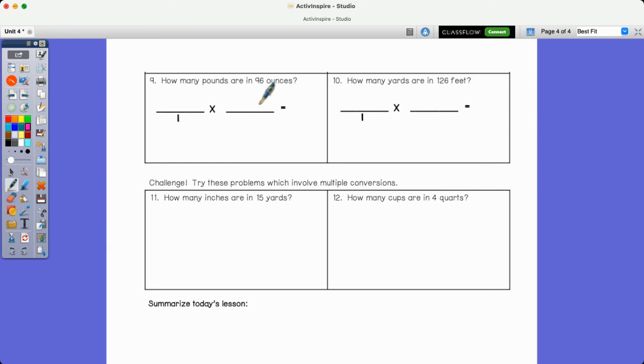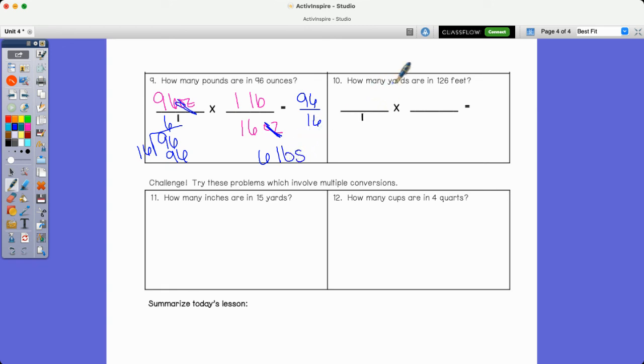How many pounds are in 96 ounces? I have 96 ounces per 1. I don't know yet. I look it up in my chart. I have 1 pound is 16 ounces. This allows me to cancel out ounces. I multiply straight across and I get 96 divided by 16. I'm not done. I can't leave it like this. We actually have to do that math. And we find out that 6 times 16 is 96. So I get 6 pounds.